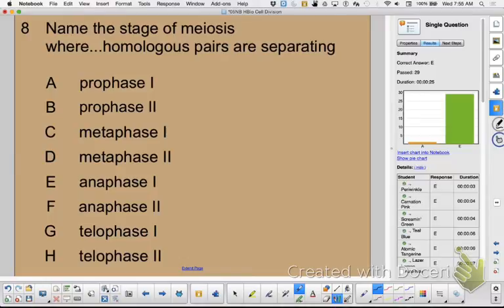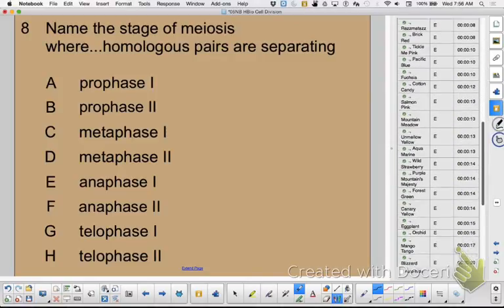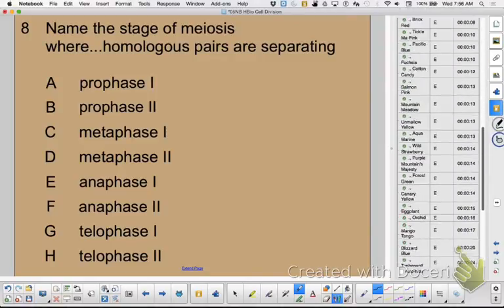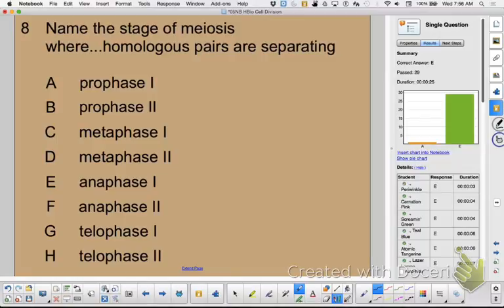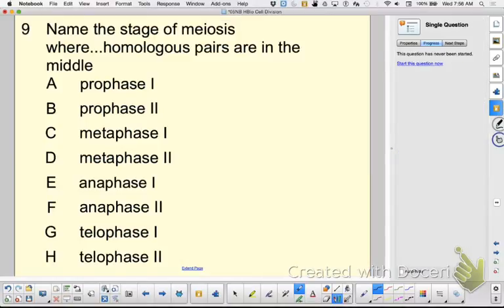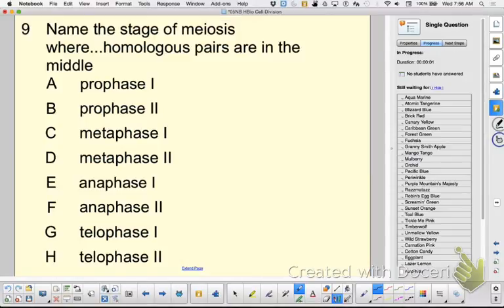Okay, so I see the word separating, and what comes to mind whenever I see separating is anaphase. And it's homologous pairs separating, so it's going to be anaphase 1. But somebody picked prophase 1, and whoever you are should have a nice big shame bell.